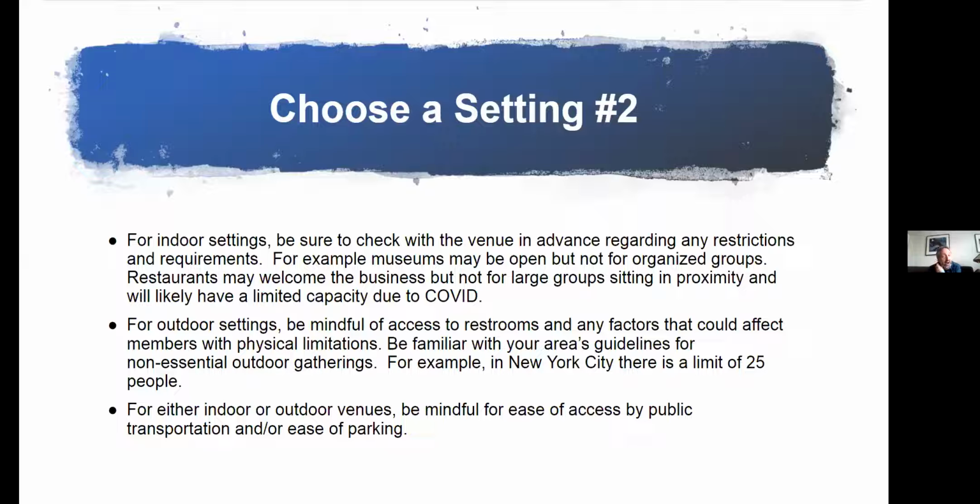For outdoor settings, you want to be mindful of access to restrooms. Public restrooms can be a challenge during COVID. It has been in New York City, so I really had to spend a lot of extra time, when we've had outdoor activities, to make sure that there are restroom opportunities. And depending on where you're located, whether it's indoor or outdoor venues, be mindful of ease of access by public transportation or ease of parking.